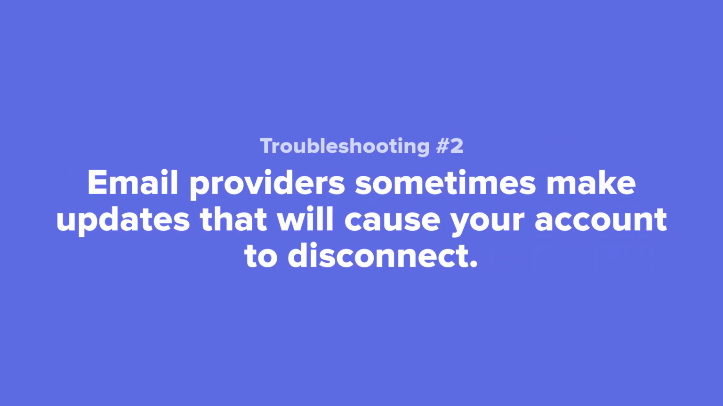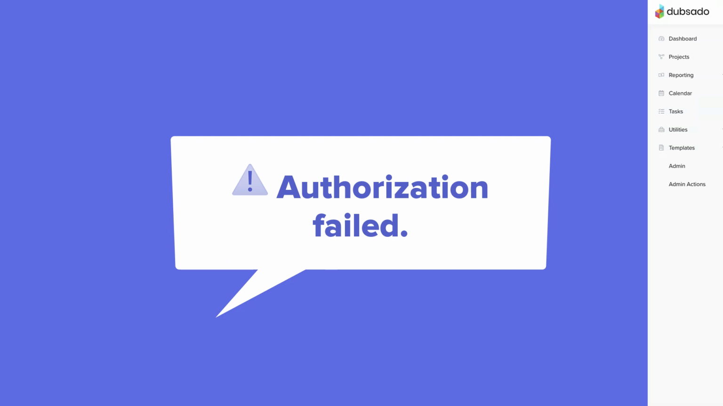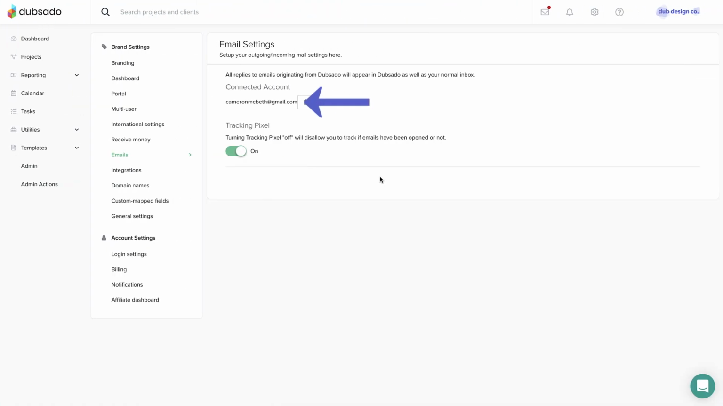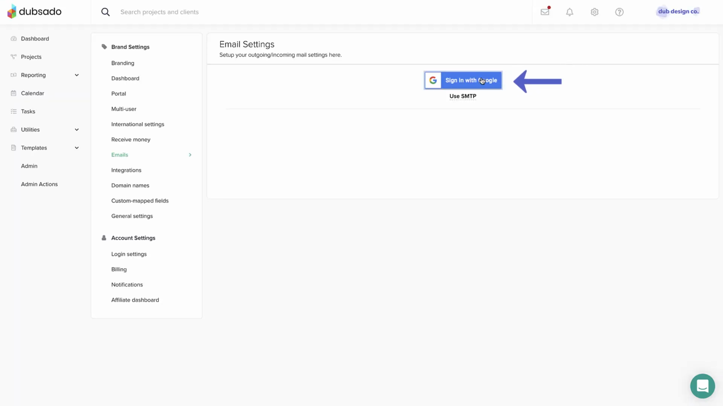Email providers sometimes make updates on the back end that will cause your email to disconnect from third-party platforms. When you see an error that says authorization failed, you simply have to reconnect to fix the issue. Head back to the settings and click on the trash can to remove the email connection. Then click Save and refresh your browser tab. After that, reconnect your email address.